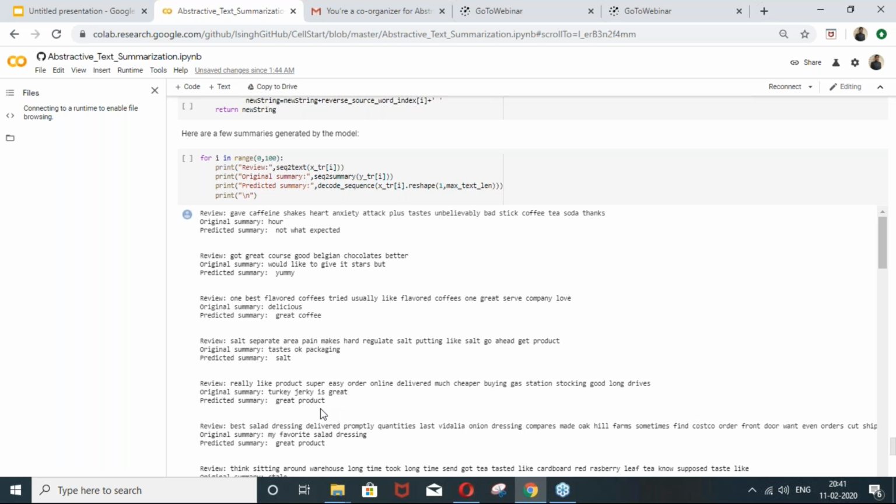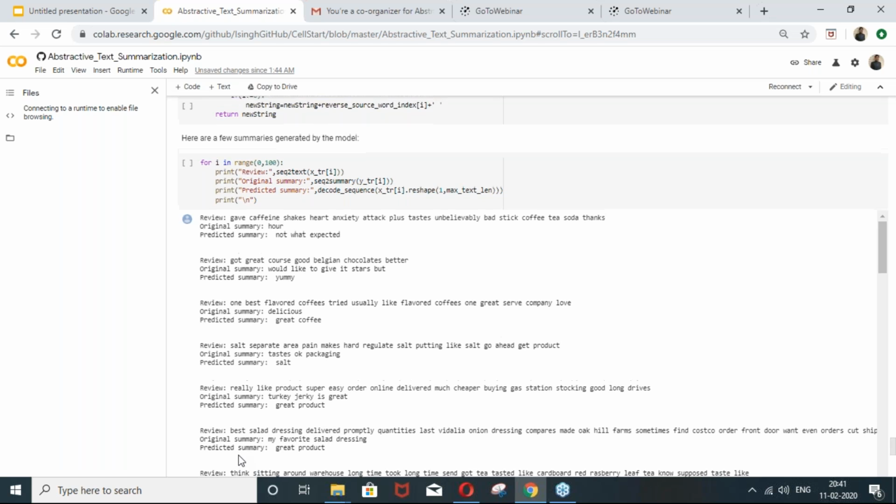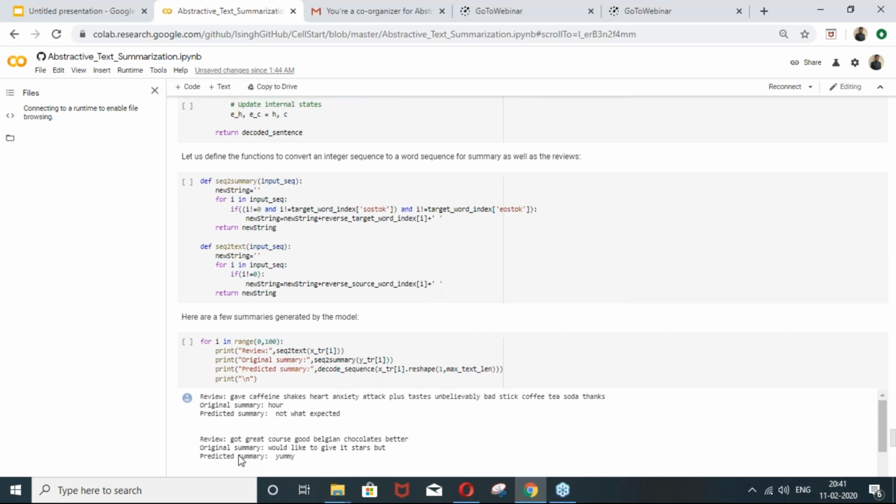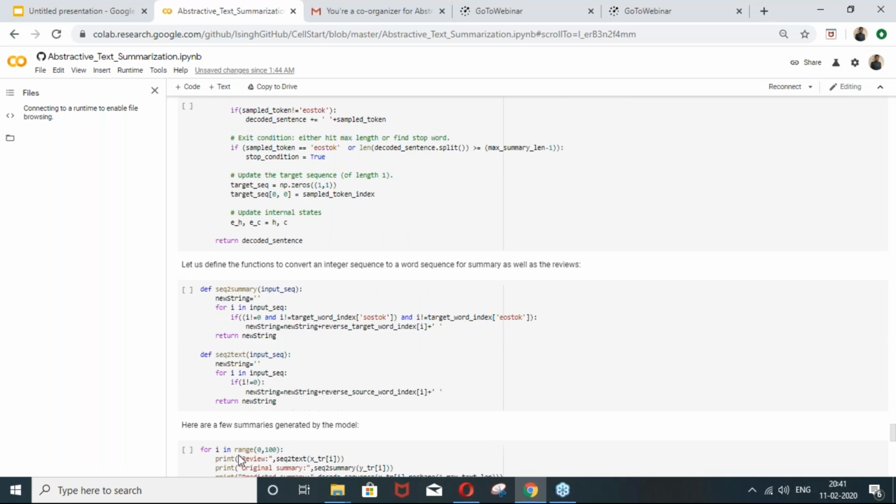Can you please explain the source vocabulary part again?